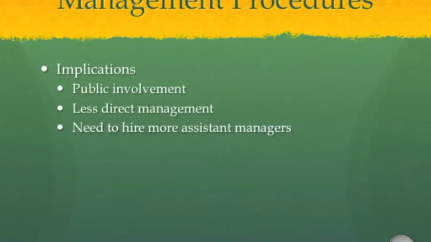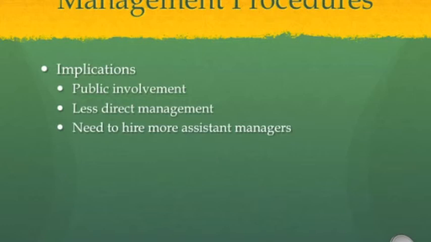Though the presented management procedures seem beneficial to Bass Lake Provincial Park, they can also lead to implications, including public involvement, less direct management, and the need to hire more assistant managers. Public involvement is an important thought when working with public lands. It is important that the public have input regarding decisions being made and actions being implemented on land that belongs to everybody. However, this can cause a problem when trying to understand and apply comments and suggestions from an overwhelming number of people. This can lead to public conflict and unhappy park users.